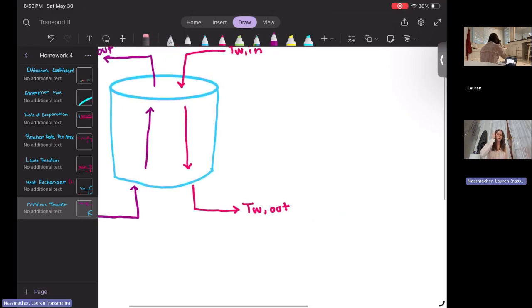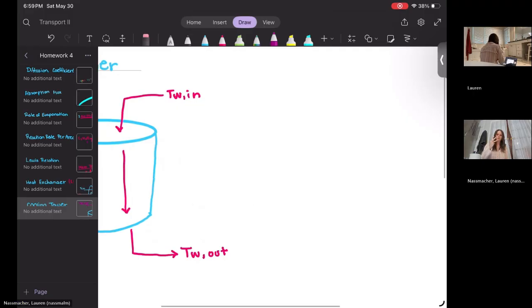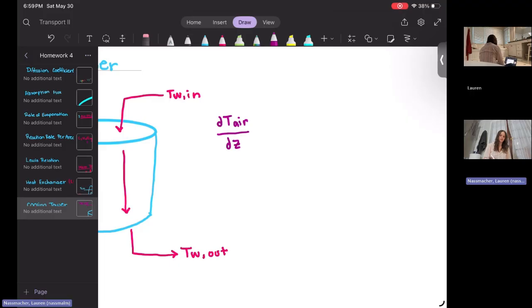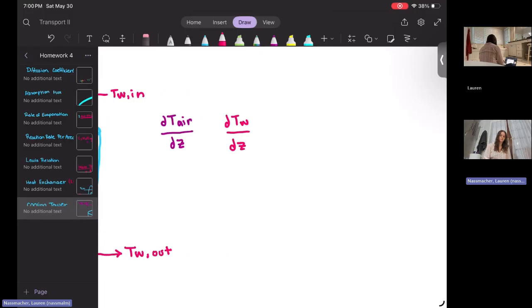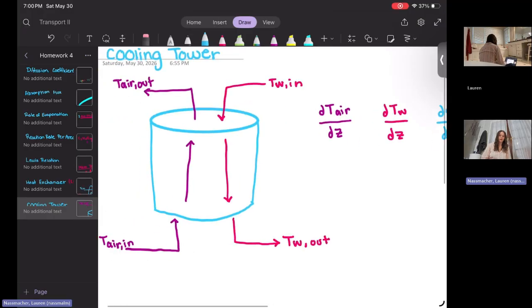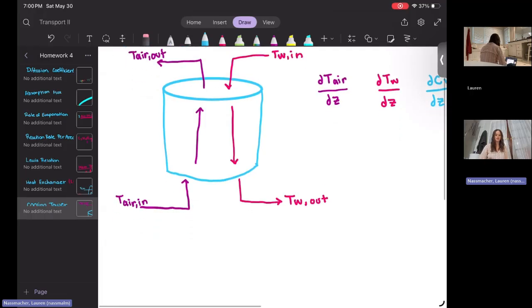So we're going to have three main expressions that we want to figure out. We're going to have the change in temperature of our air with respect to position, the change in temperature of our water with respect to position, as well as, so it's a third one, the change in concentration of our water, and that's with respect to position. It's because, right, it's getting heated and cooled, so there might be a different concentration.